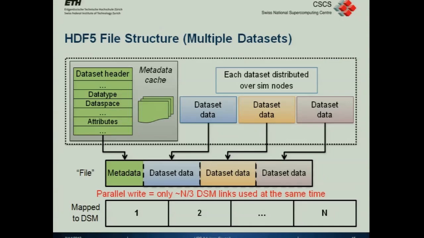The problem is that you normally don't do that. You actually write out one array, like pressure, then temperature, then velocity, and you've, in a sense, serialized your I/O, because what you do is you go dataset create, write it out, close that dataset, create, write it out, close that dataset.